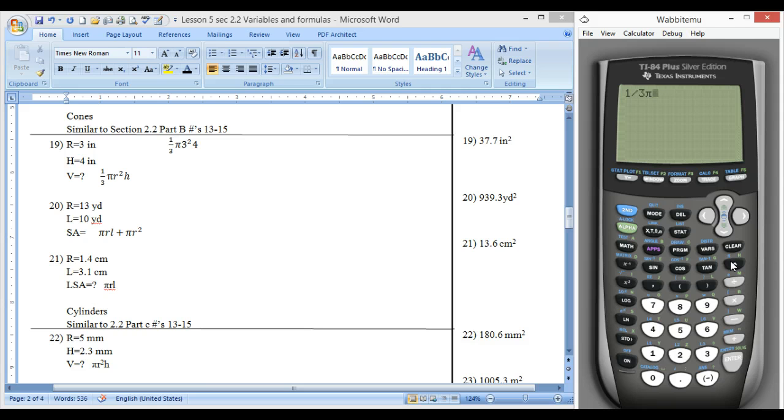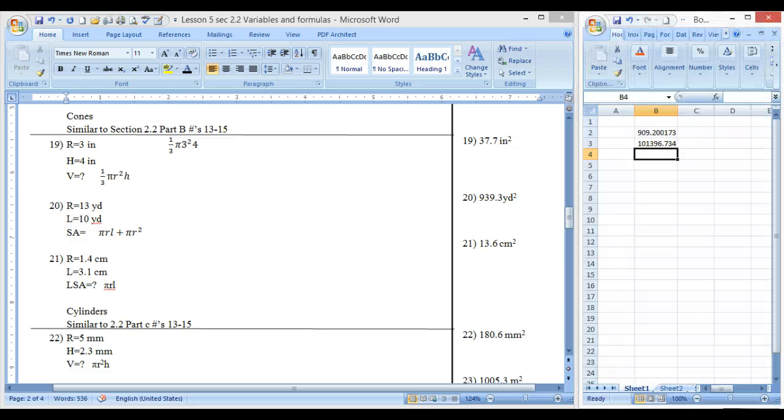And then we times it by 3 squared, 3. I could do the caret button and do to the second power, but it already has a built-in squared, so I'm going to go ahead and use that one. 3 squared times 4. There we go. 37.7, and we'll talk about the units in a moment.